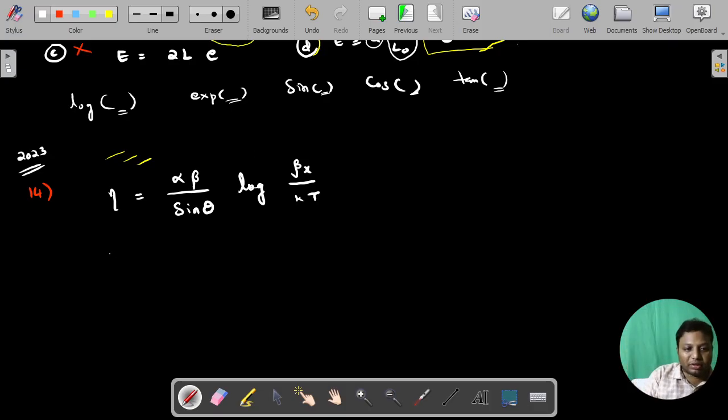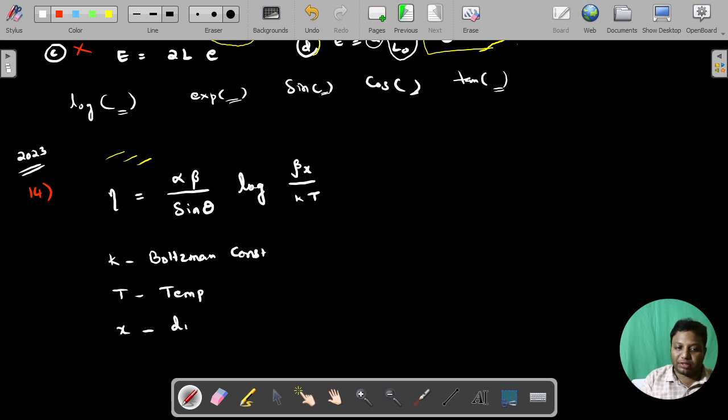They are talking about k. K is the Boltzmann constant. T means what? T means temperature. X means some distance. Okay. And what about eta? Nothing is mentioned about eta.